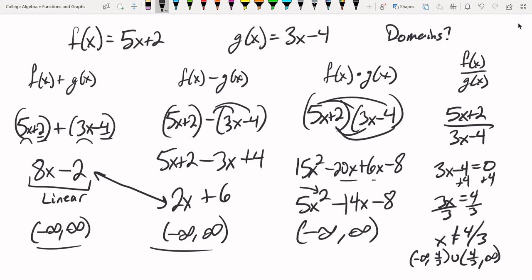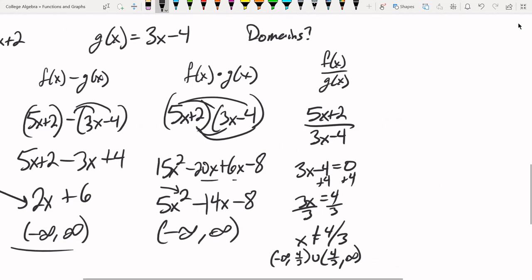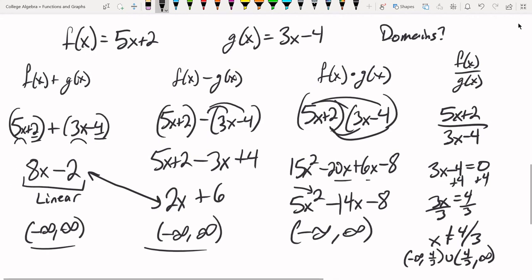The 4/3 is where that vertical asymptote would be. That thing that gets ever closer and closer to it, but never crosses that line. That's what that 0 denominator gives us. Now, what we've done here is arithmetic with functions. We also have composition of functions. Composition of functions is just where you plug in one function into the other.